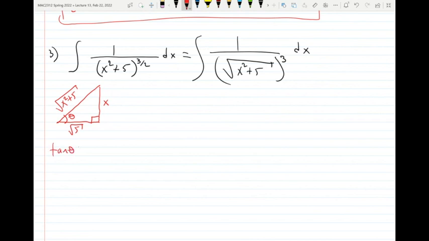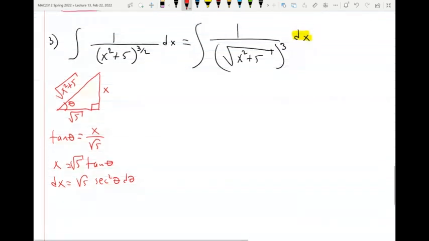So tangent of theta. Remember, I'm solving for x now. Why do I want to know x? Because I need to figure out the x. Okay, so opposite over adjacent. So that's x over square root of 5. So my substitution is going to be x equals square root of 5 tangent theta. Therefore, dx is square root of 5 secant squared theta d theta. So I already know what dx is.